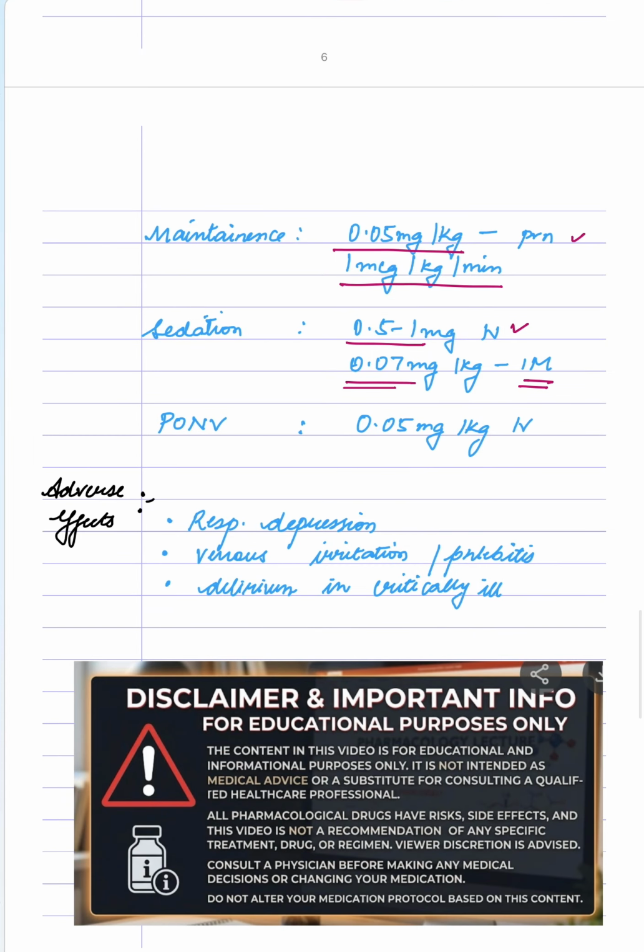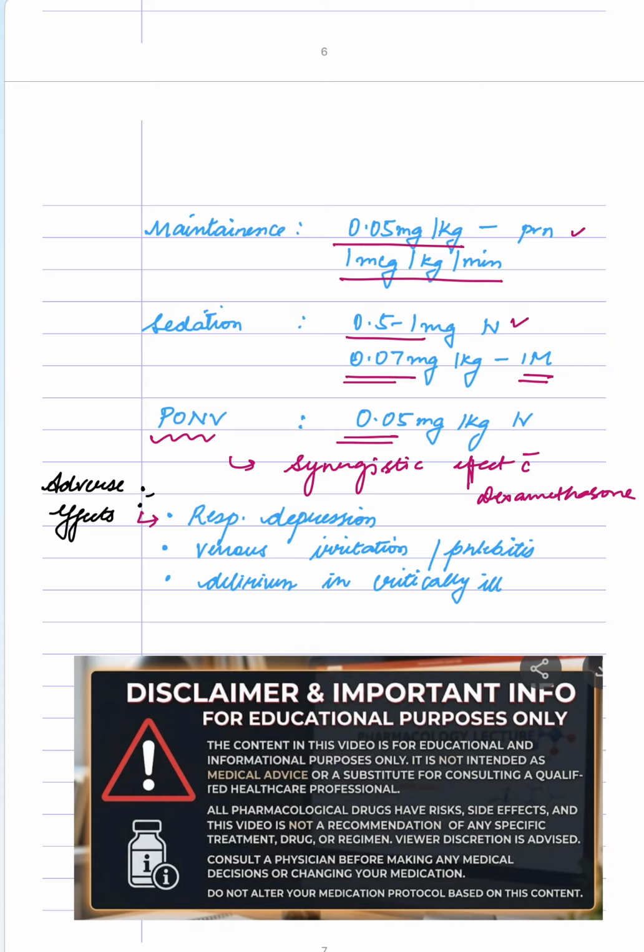It has also been shown to decrease postoperative nausea and vomiting. The dose for the same is 0.05 mg per kg, and it shows a synergistic effect against PONV when given with dexamethasone. Now the adverse effects: it can cause respiratory depression, which can get augmented with opioids. It can sometimes cause venous irritation or phlebitis, and it may also cause delirium in critically ill patients. And it is contraindicated in patients who are known to have any previous allergy or hypersensitivity to the same.